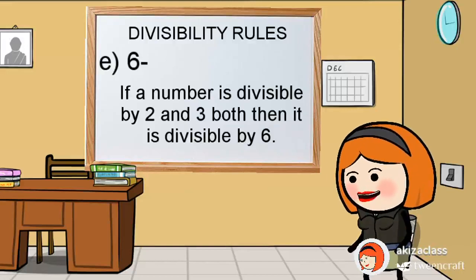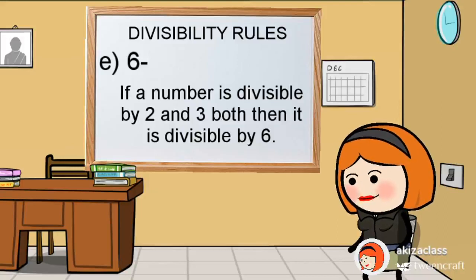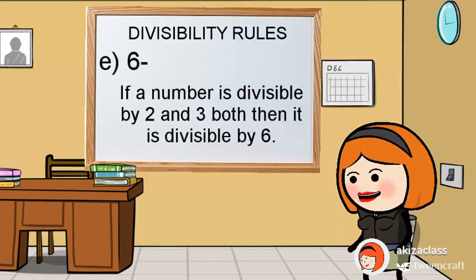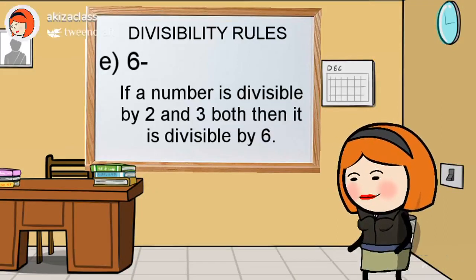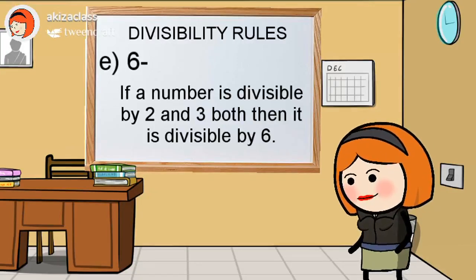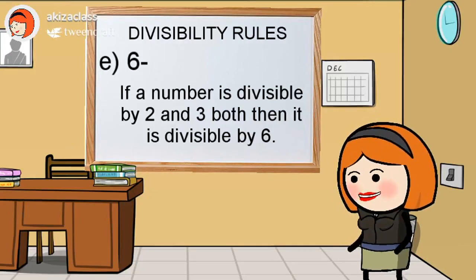Next number is 6. If a number is divisible by 2 and 3, both, then it is divisible by 6. If we have to check whether the number is divisible by 6 or not, we will first check whether that number is divisible by 2 and 3 both. And if it is divisible by 2 and 3 both, then that number is divisible by 6 also.